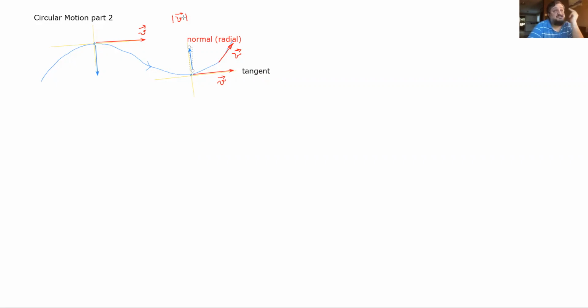But what if it's changing? All right, what if it's changing? Say it is increasing, then you will have it pointing this way. If it is decreasing, then it will point this way. Okay, so there are three possibilities in general for the acceleration vector. Slowing down, not changing speed, increasing speed.